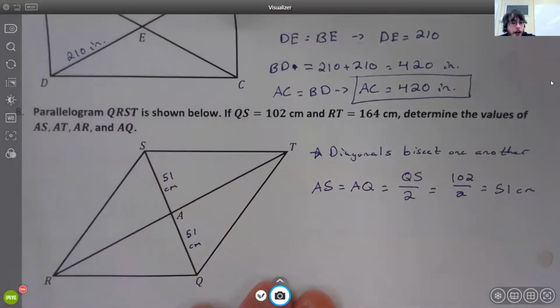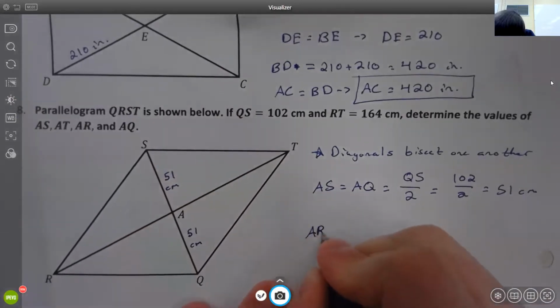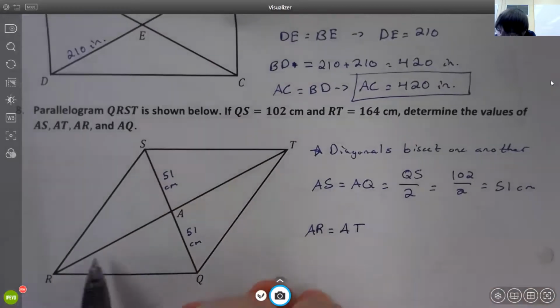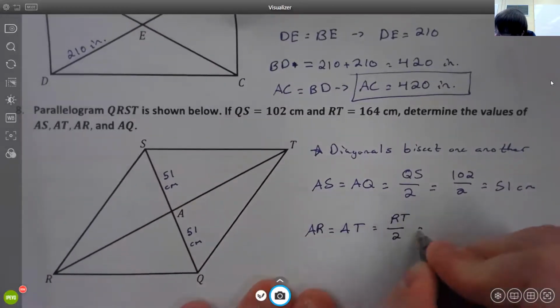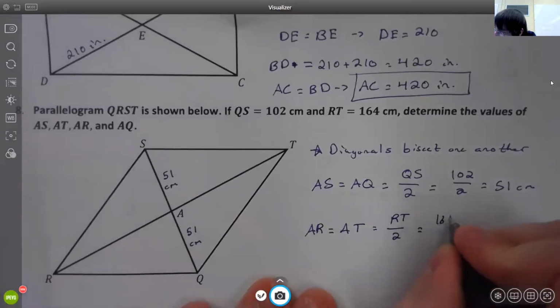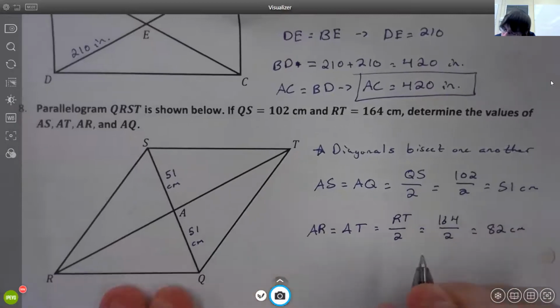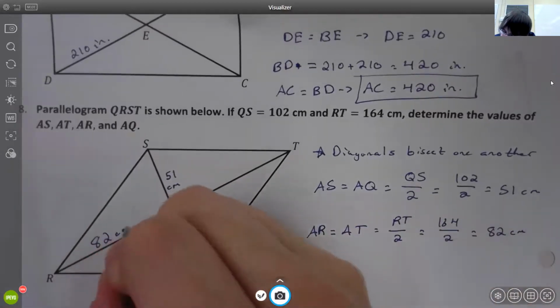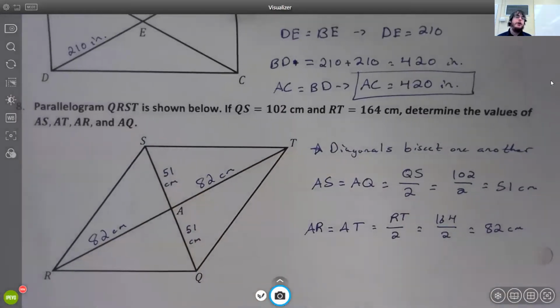Similarly, to find AR and AT, they are part of RT, so they have to be that diagonal divided by 2. So it has to be 164 divided by 2, which is 82 centimeters. And so we're just going to label those on the diagram here. And that's what we get for AS, AT, AR, and AQ.